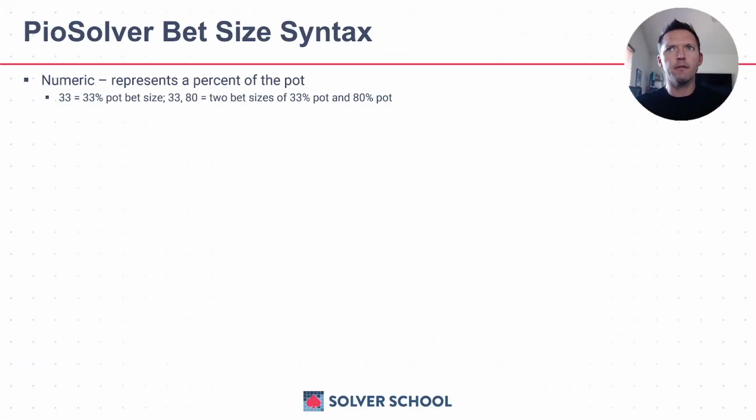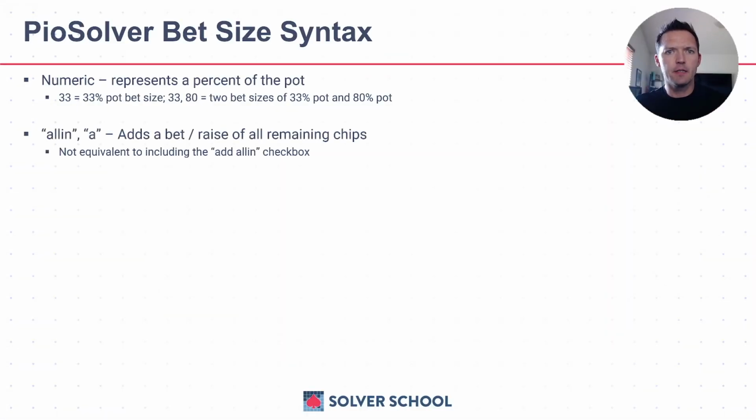Now the next value that we have is this all-in or A. And it's very specific with the formatting here. So you can either type ALLIN for all-in, or you can type A. And simply what that's going to do is add a bet or a raise for all of the remaining chips. Now, it's important to note that this is not the equivalent of including the add all-in checkbox.